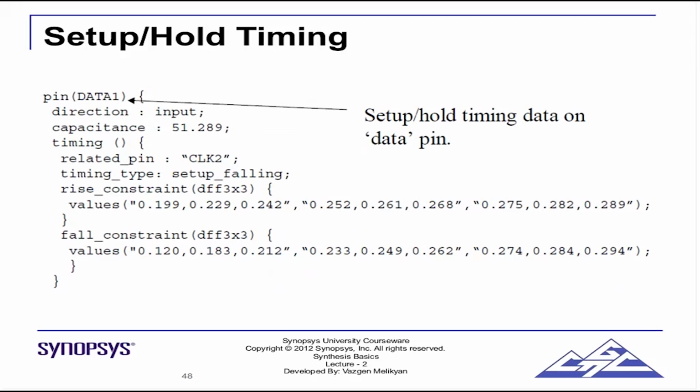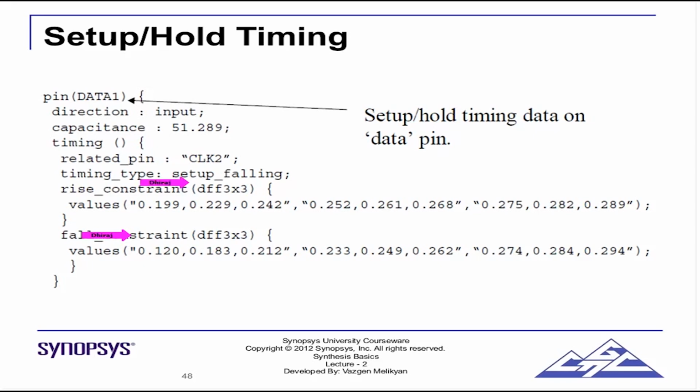So a data pin will have related pin as CLK2. Setup falling means that when clock 2 is falling, it's a negative edge trigger clock. When clock 2 is falling, what is the setup time? Rise constraint means when clock is falling and data is rising, what is the setup time? When clock is falling and data is falling, what is the setup time? So these are the 2 setup. This is the setup timing constraint, setup falling.